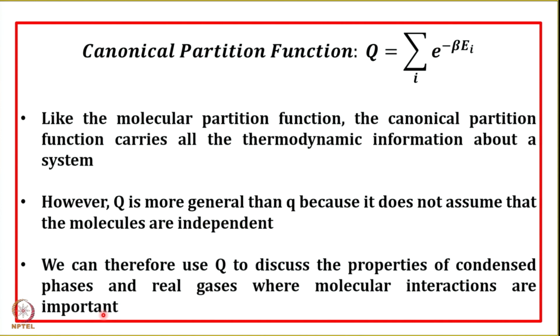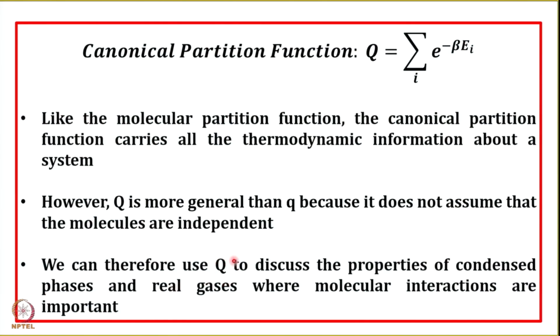Here you can recall the different ensembles. For example, canonical ensemble in which N, V, T are fixed and energy is changed. But basically what is being said here is that we can now use this concept of canonical partition function to discuss the properties of condensed phases and real gases, not ideal gases, real gases, the gases which deviate from ideality. Why do the gases deviate from ideality? Because of the onset of intermolecular interactions.